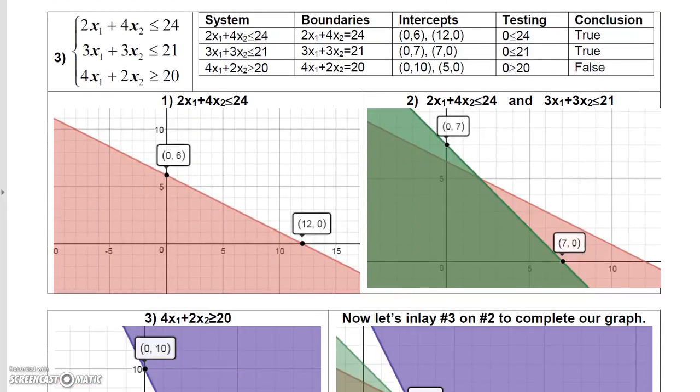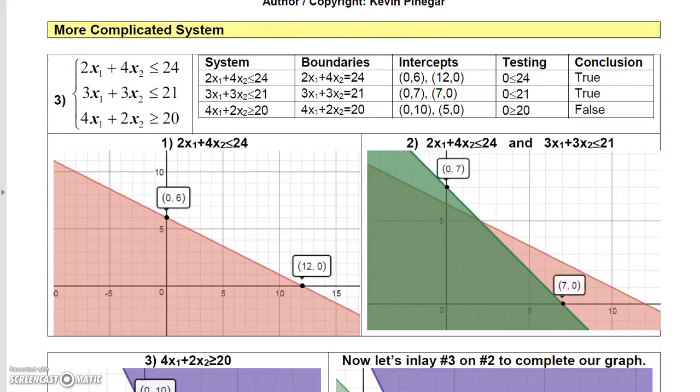Okay, let's do a more complicated problem. Now I have 3 inequalities. Now notice I'm using x1 and x2 instead of x and y. So 2x1 plus 4x2 is less than or equal to 24. So let's see if I graph that. The boundary would be 2x1 plus 4x2 equals 24.